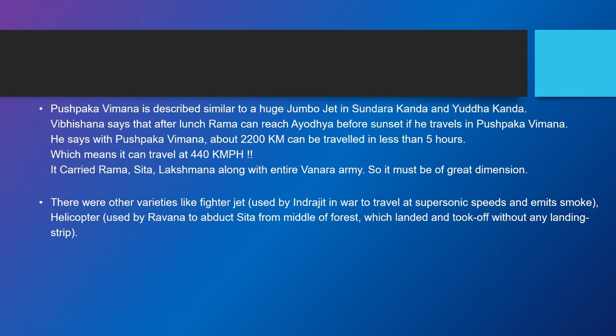There were other varieties of crafts, like a fighter jet, which was used by Indrajit in war to travel at supersonic speeds and emit smoke. Also a helicopter was used by Ravana to abduct Sita from the middle of the forest, which landed and took off without any landing strip. We use the modern term helicopter, but the terms are different. Actually it has extendable wings, like a bird. So it doesn't need a huge runway, as modern aircraft need to take off. It has VTOL properties also.